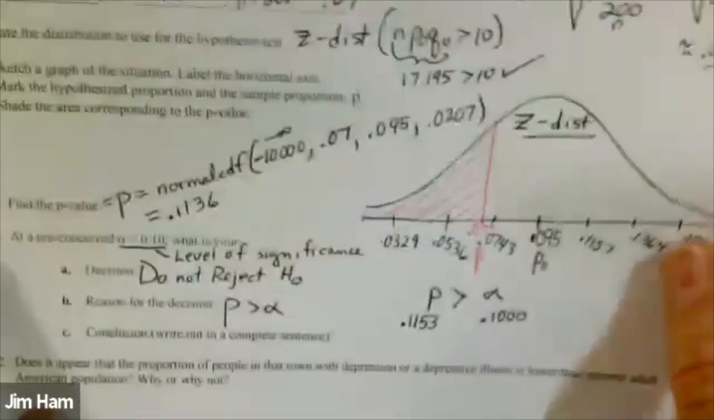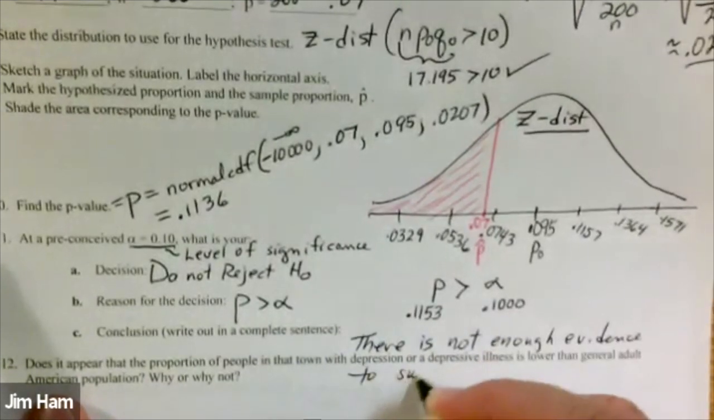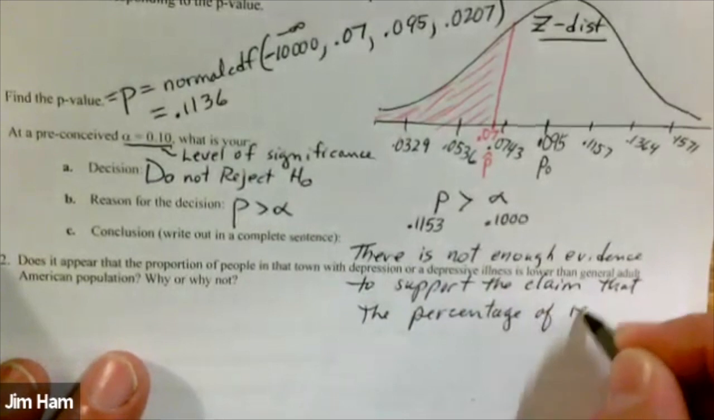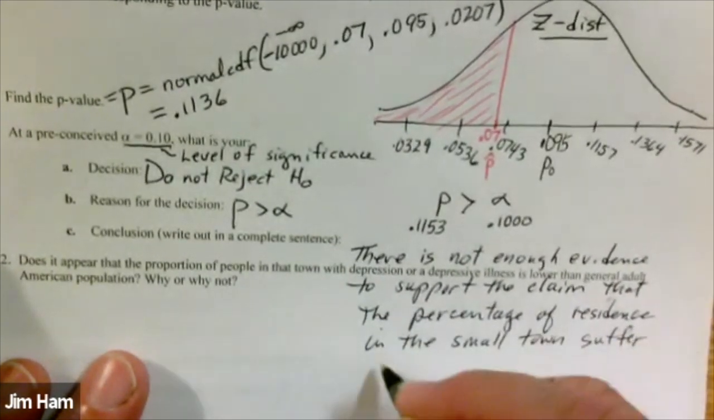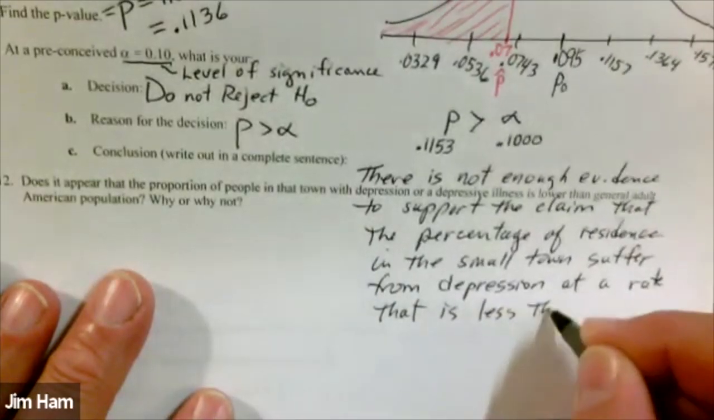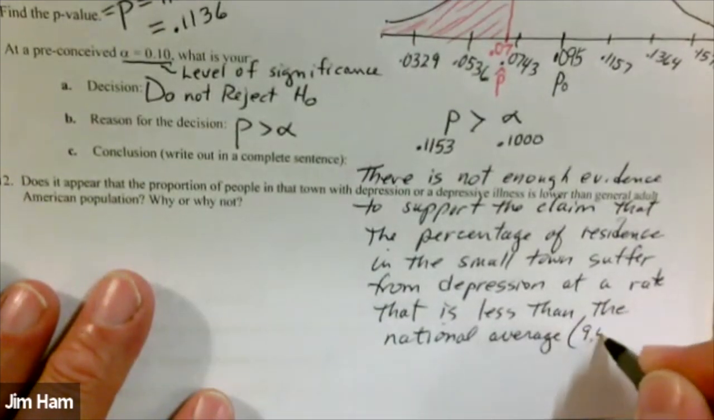So that's what we're going to write up. There is not enough evidence to support the claim that the percentage of residents in the small town who suffer from depression is at a rate that is less than the national average, which is 9.5%.